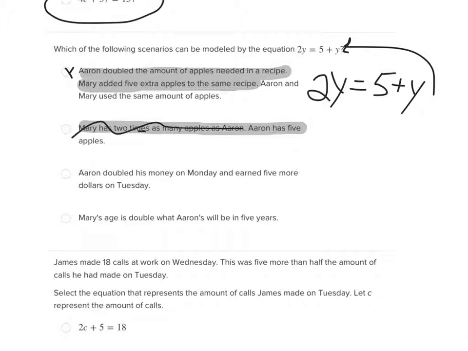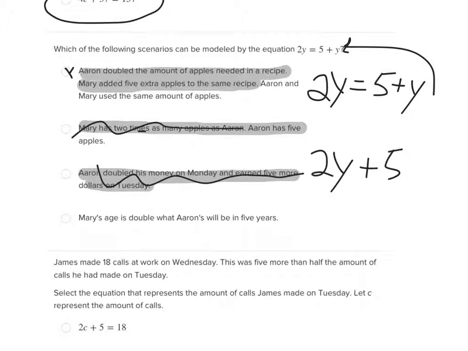Aaron doubled his money on Monday and earned $5 more on Tuesday. Well, if he doubled his amount of money on Monday, that would be 2y. And if he earned 5 more, it would be 2y plus 5. But that's not the equation that we have, so that's not the right answer. Let's look at the last one.